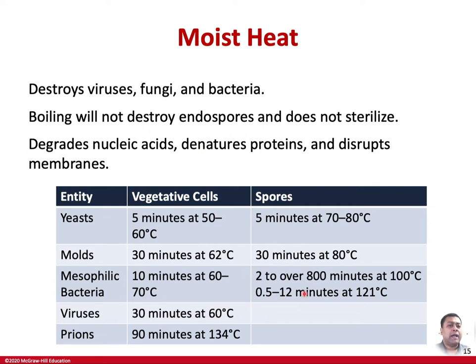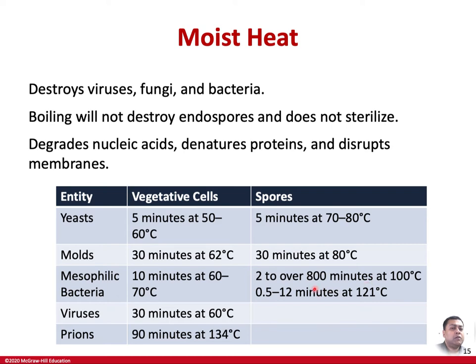So here we are looking at some of the different entities and how they are sterilized or disinfected. For yeast vegetative cells, a 5-minute exposure to 50-60 degrees will kill them. The spores, on the other hand, need about 70 to 80 degrees Celsius for about 5 minutes. Molds need 30 minutes at 62 degrees, or 30 minutes at 80 degrees Celsius. For mesophilic bacteria, the ones that grow at body temperature or around 40 degrees Celsius, 10 minutes at 60 to 70 degrees Celsius kills all the vegetative cells. So boiling is great for these.